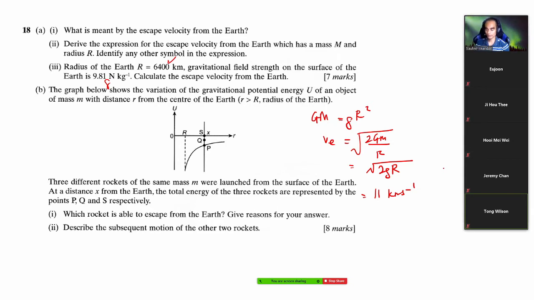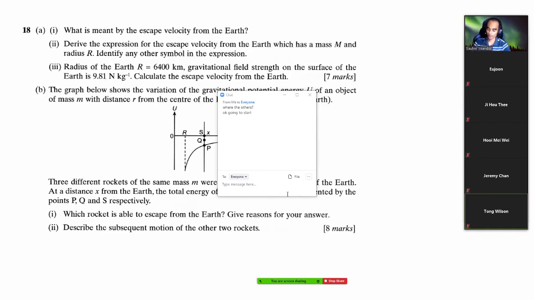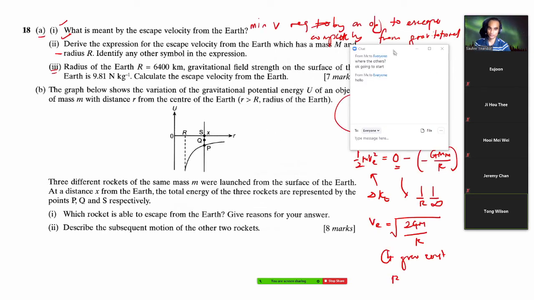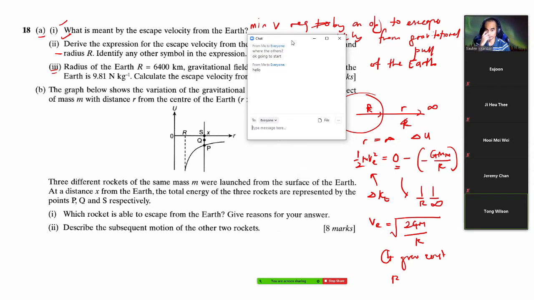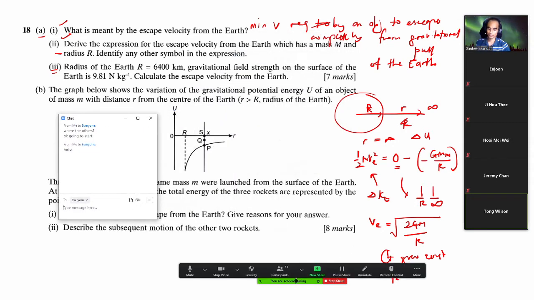Everyone got the answer? If everyone got the answer, you can put on the chat down there. Everyone, hello. Hello. So what was the answer, sir? 11 km per second. Yeah, correct. 1.12 times 10 to the power of 4 meters per second, same only, right?